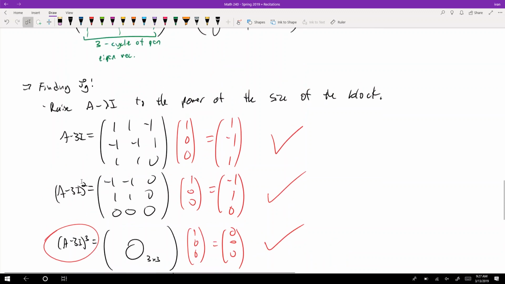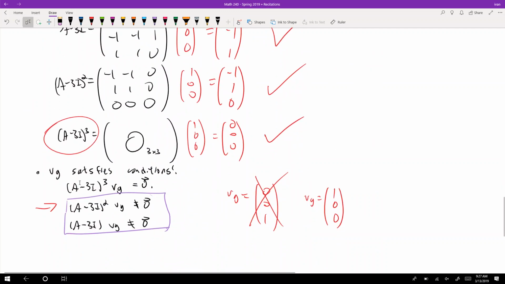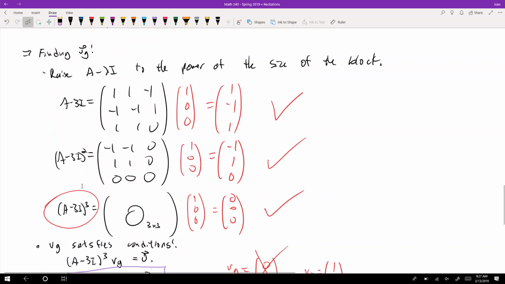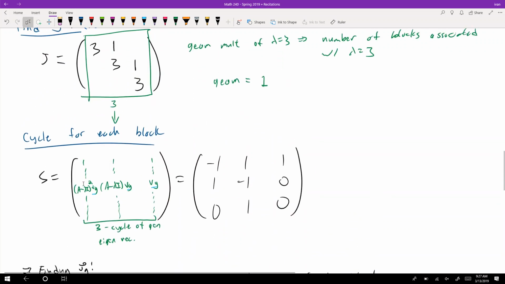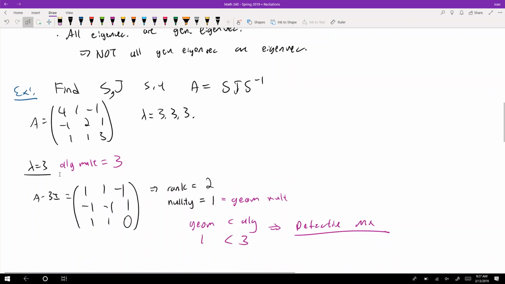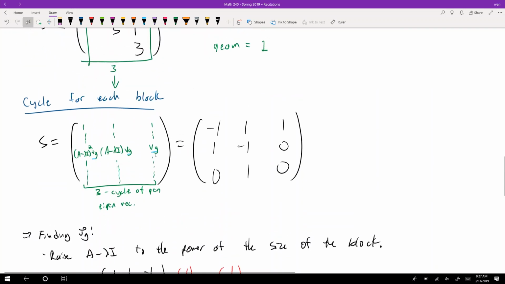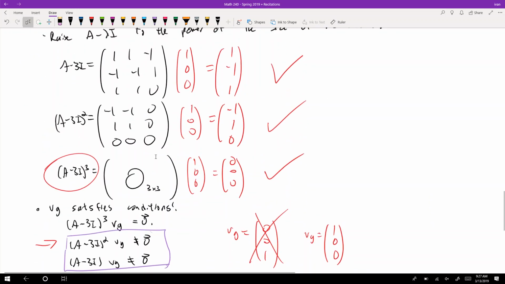Okay, so that's my S matrix. One thing you notice is that there are infinitely many VGs that I could have chosen. I could have picked 0, 1, 0, and then generated a cycle using 0, 1, 0 as well. It doesn't matter. It would have given me the same answer, because when you calculate S J S inverse, you'll just end up with the original matrix, even though you chose a different generalized eigenvector to start off with. Okay? What else do I want to say here? Yeah, one more thing.